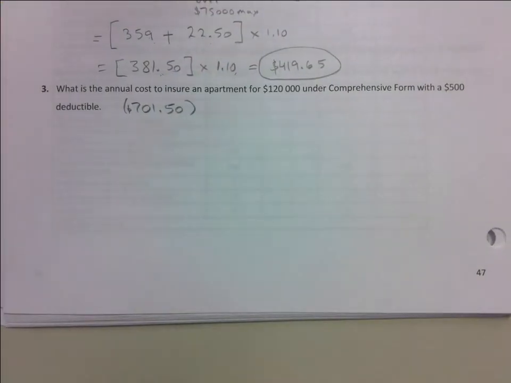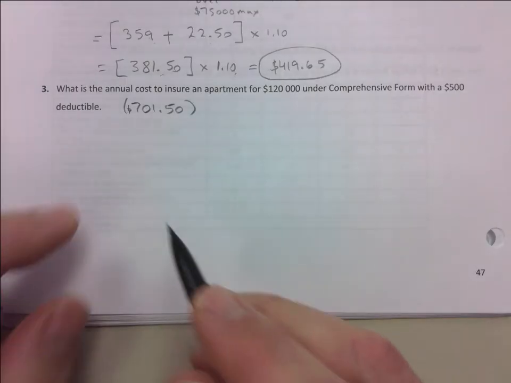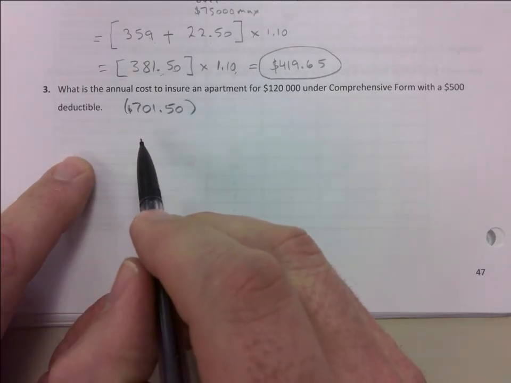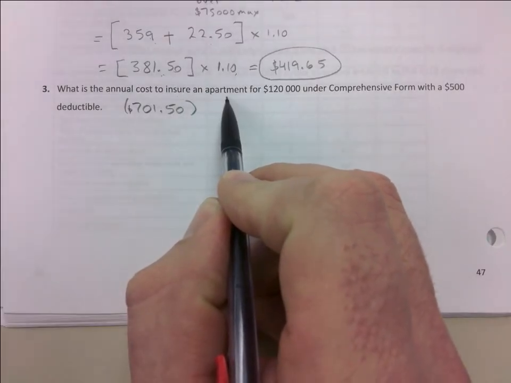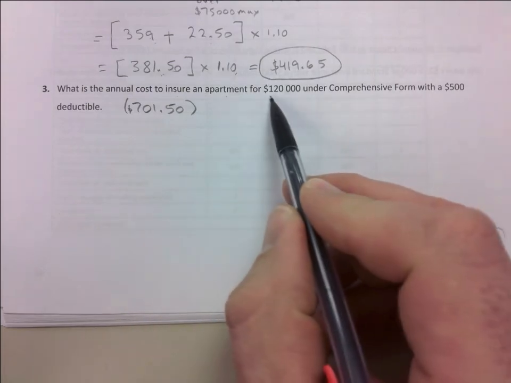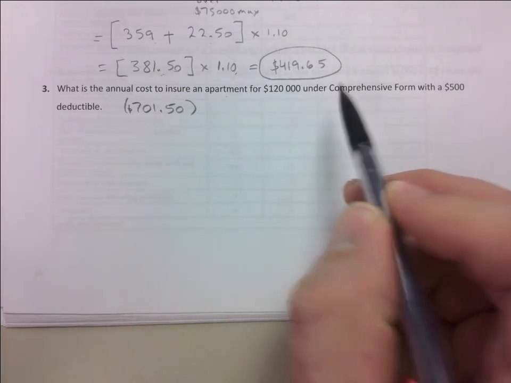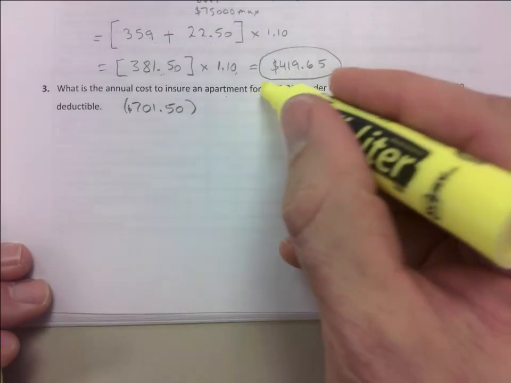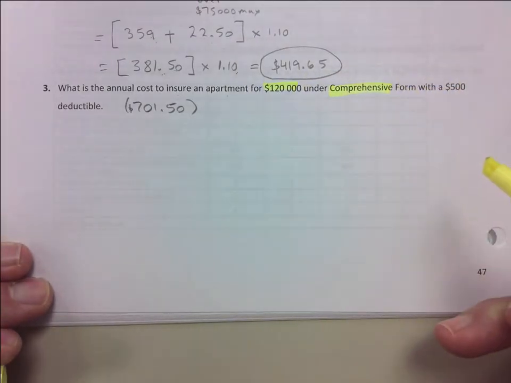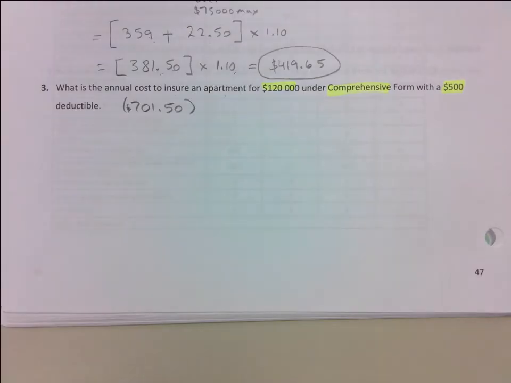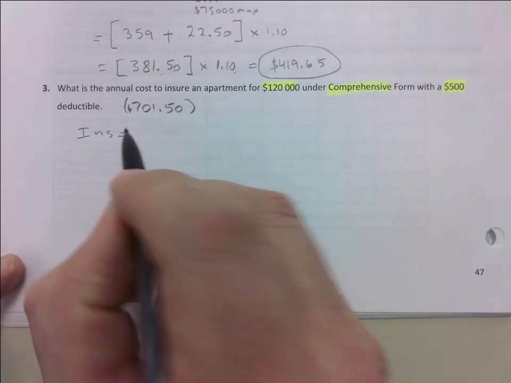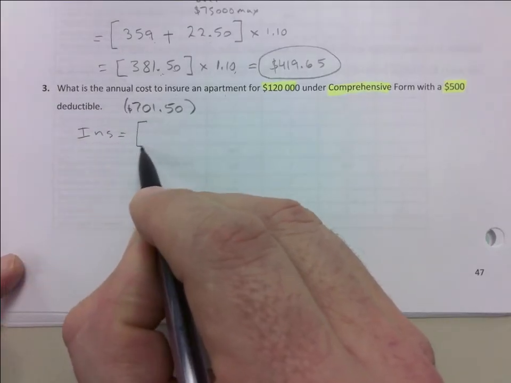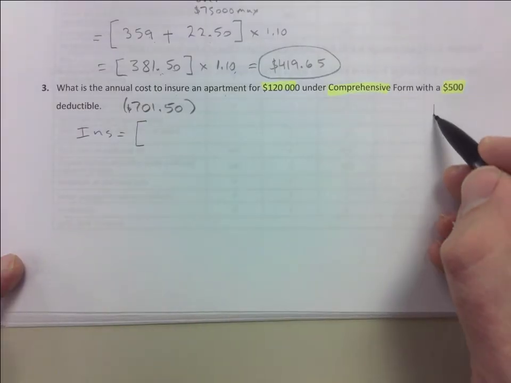One more: tenant insurance, before we go to home insurance. You're insuring an apartment. We're assuming that we're renting, okay? So it's 120,000 comprehensive, and a $500 deductible. So if we use our formula, we are over. We know we're over, so we can actually do this on the side.